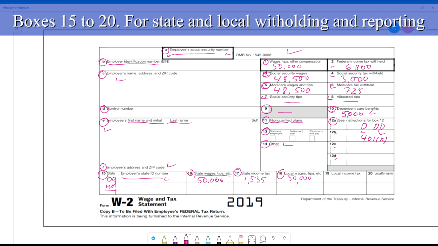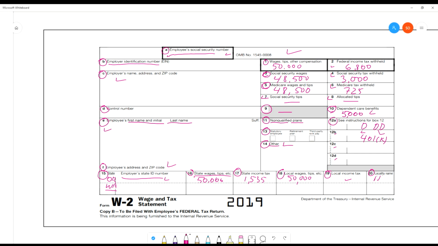Local income tax reporting in line 19. Usually people that live in New York City will have that box filled. The same with the locality name, like for NY.